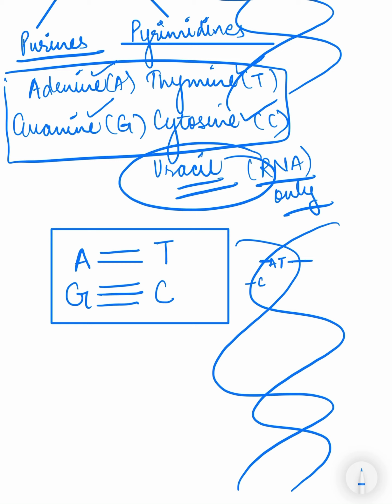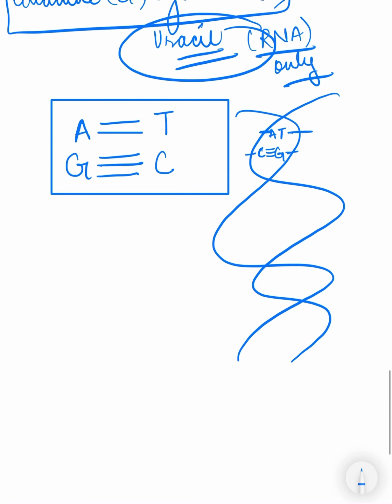Now let's talk about the cytosine. If we have cytosine, it will make triple bonds with the other chain by using guanine. So this is how these two chains are connected with each other. Right? Now let's talk about a few features of DNA.